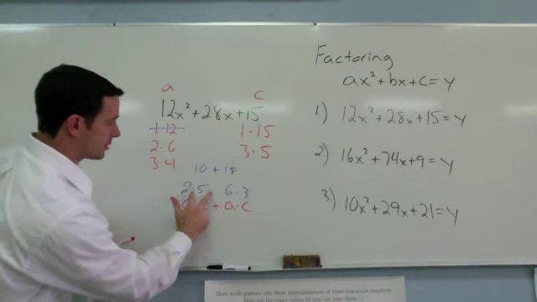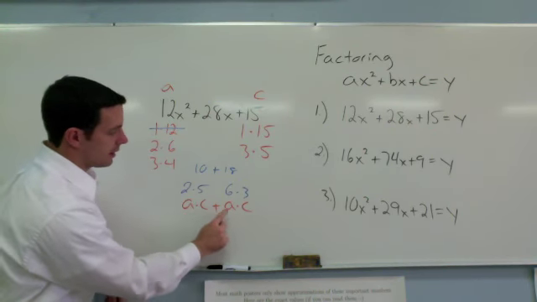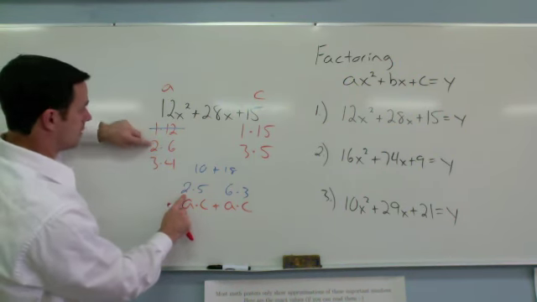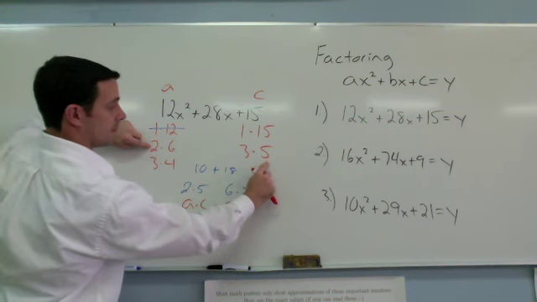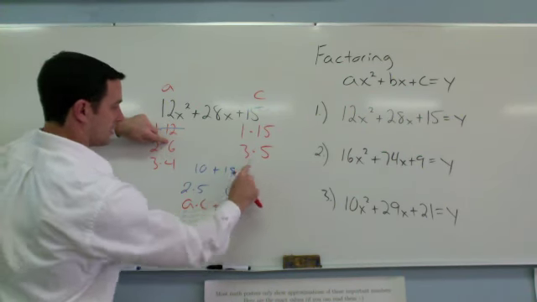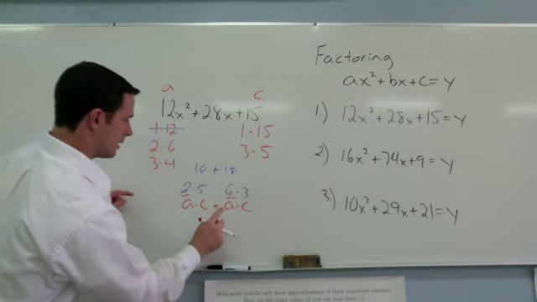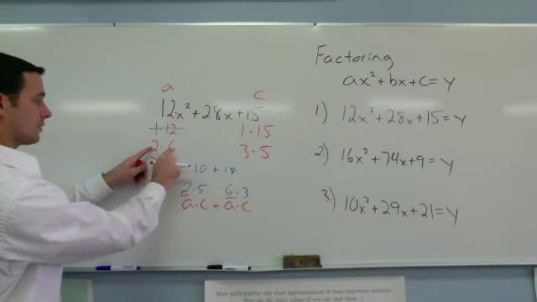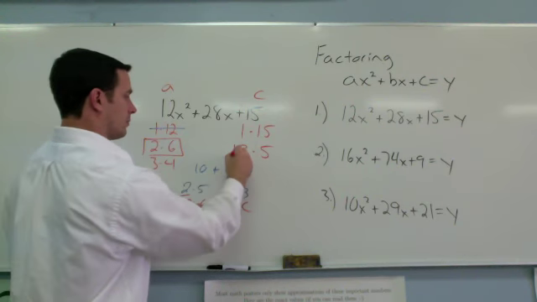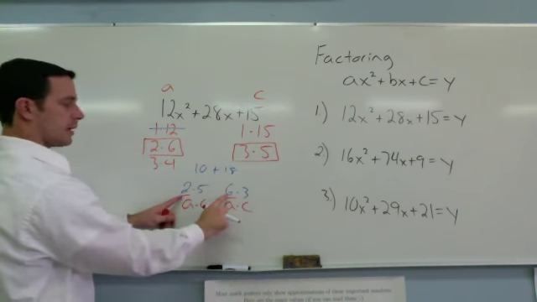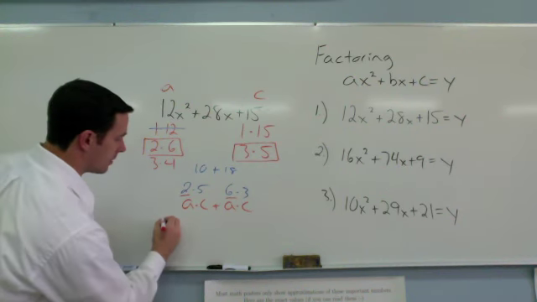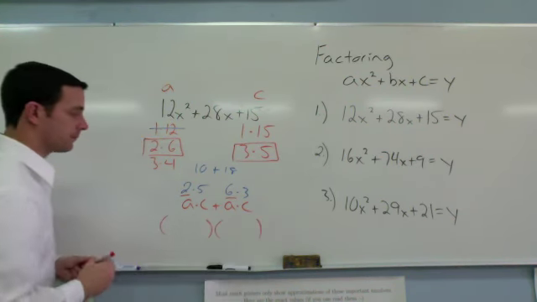Now, the thing to notice is this. I needed these numbers to be in this order here. A times C, A times C. The 2 is from the A. The 5 is from the C. Over here, the 6 from the A. The 3 from the C. So these two numbers in the front come from this group. The two numbers in the back come from this group. So the front, A's. The back, the C's. Once you have that, putting it in the binomials is now easy.